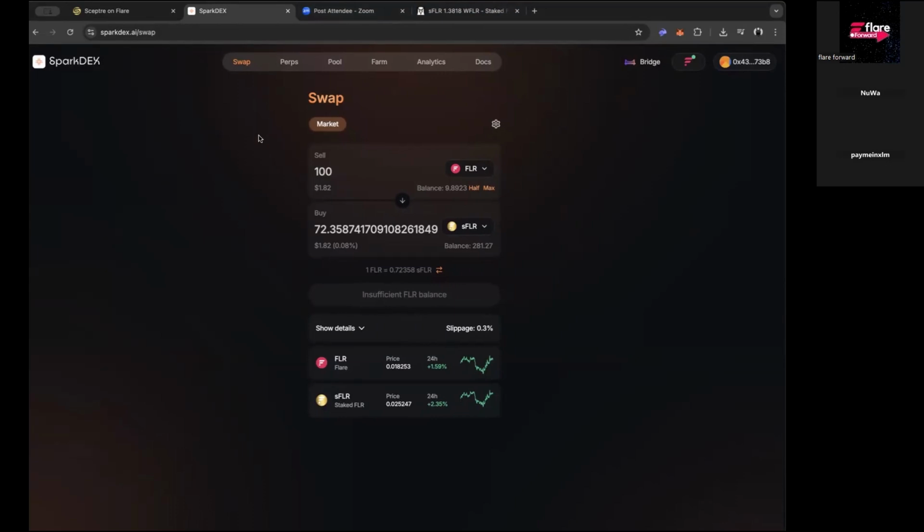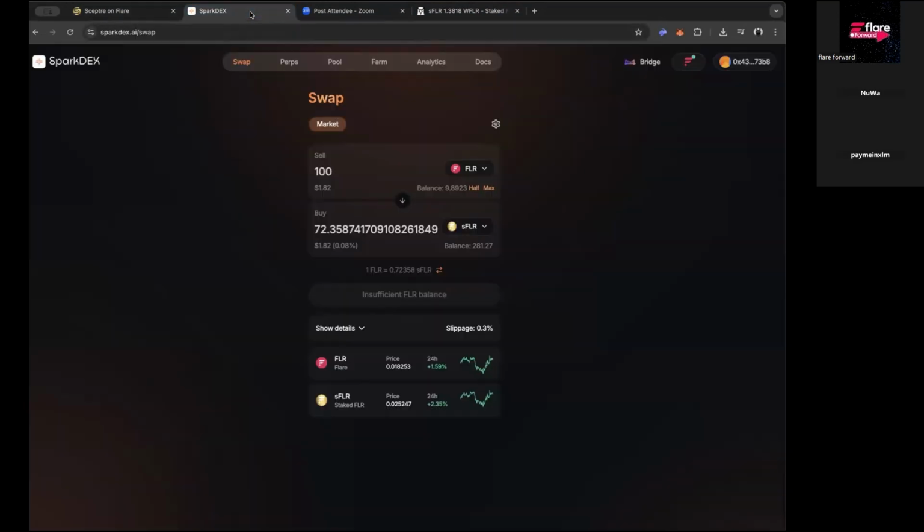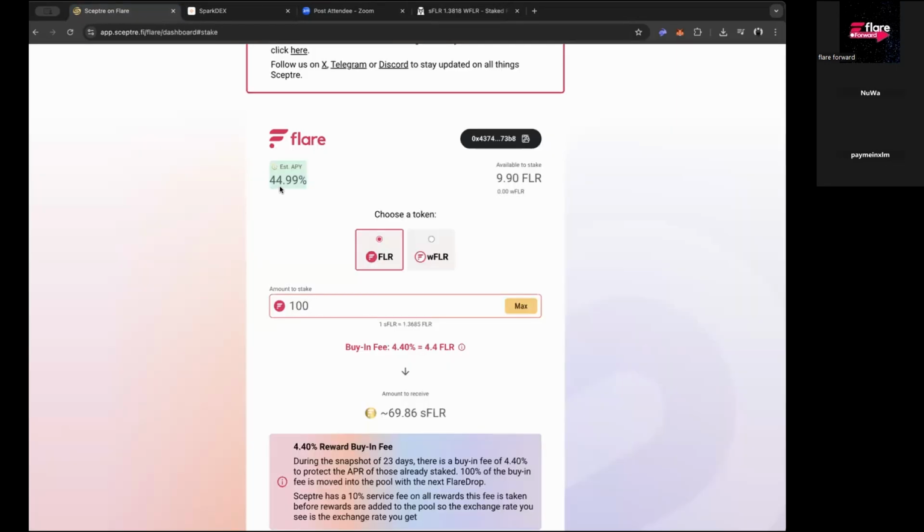So go to Scepter on the top tab. Yeah, I got you. So there you get 69, and in the other one you get 72. All right, bro. So if I wanted to buy it, I would buy it from here then. Right. So you're getting a better deal buying here than staking it. Correct. And I don't have to pay the 4.4%. No, this guy. I don't.